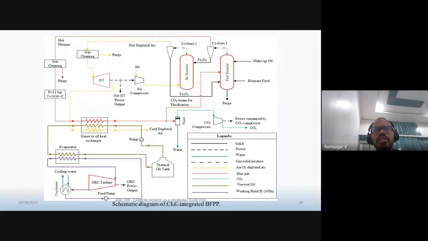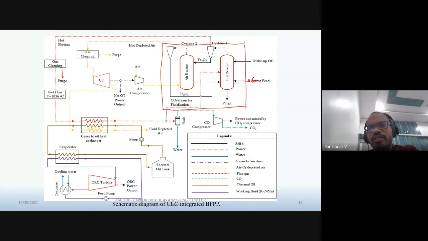So this is the CLC integrated biomass fired power plant, right? So typically this is the combustion section, right? So you can see from here, to the combustion section, we are adding biomass, right?